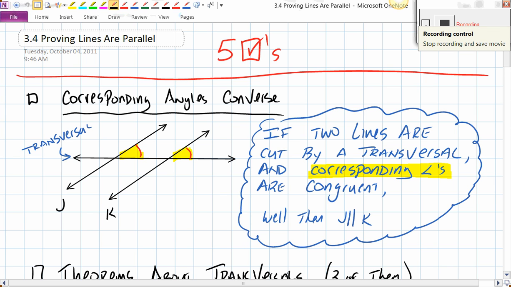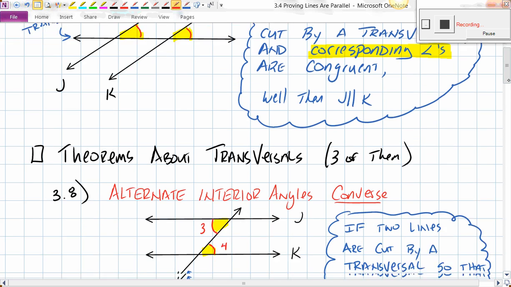Okay, here's what we did in geometry today for section 3.4, proving lines are parallel. We had 4 ways to prove that lines are parallel, right? The first way that we showed that lines are parallel is the corresponding angles converse. Basically, it says if 2 lines are cut by a transversal and those corresponding angles are congruent, well then the 2 lines had to be parallel to begin with. Okay, and that's what the corresponding angles converse says.